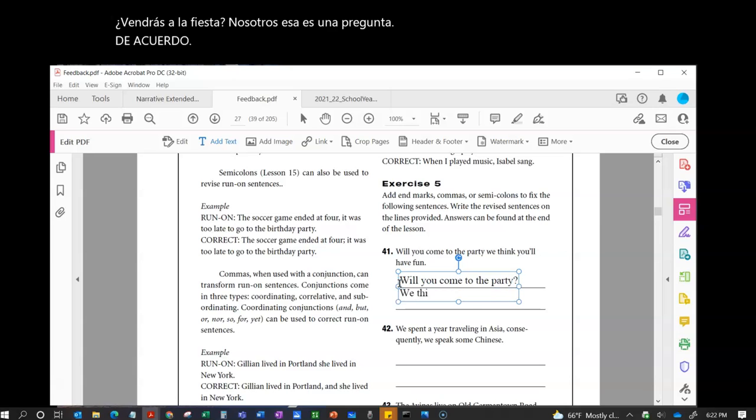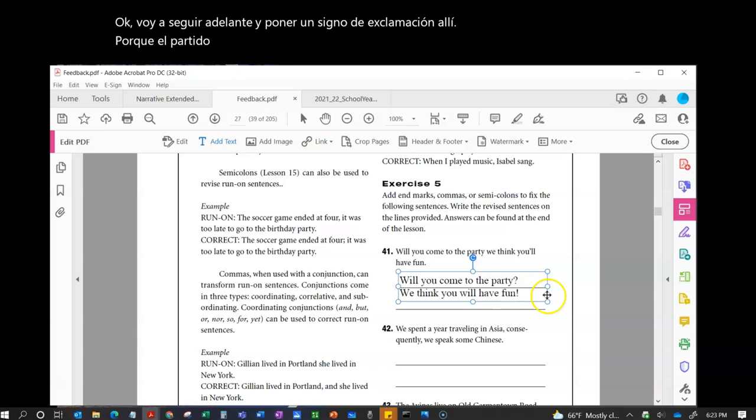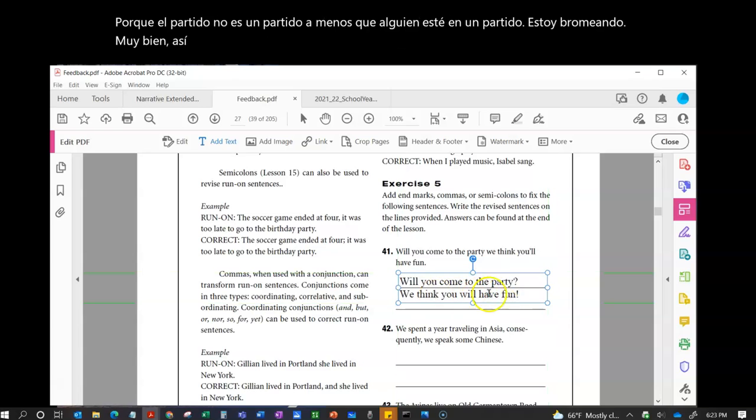Then we think you, no contractions, will have fun. Okay, I'm going to go ahead and put an exclamation point there, because a party is not a party unless somebody's in a party. No, I'm just kidding. All right, so the punctuation that I added was a question mark, and then I changed that period to show more expression by adding an exclamation point.